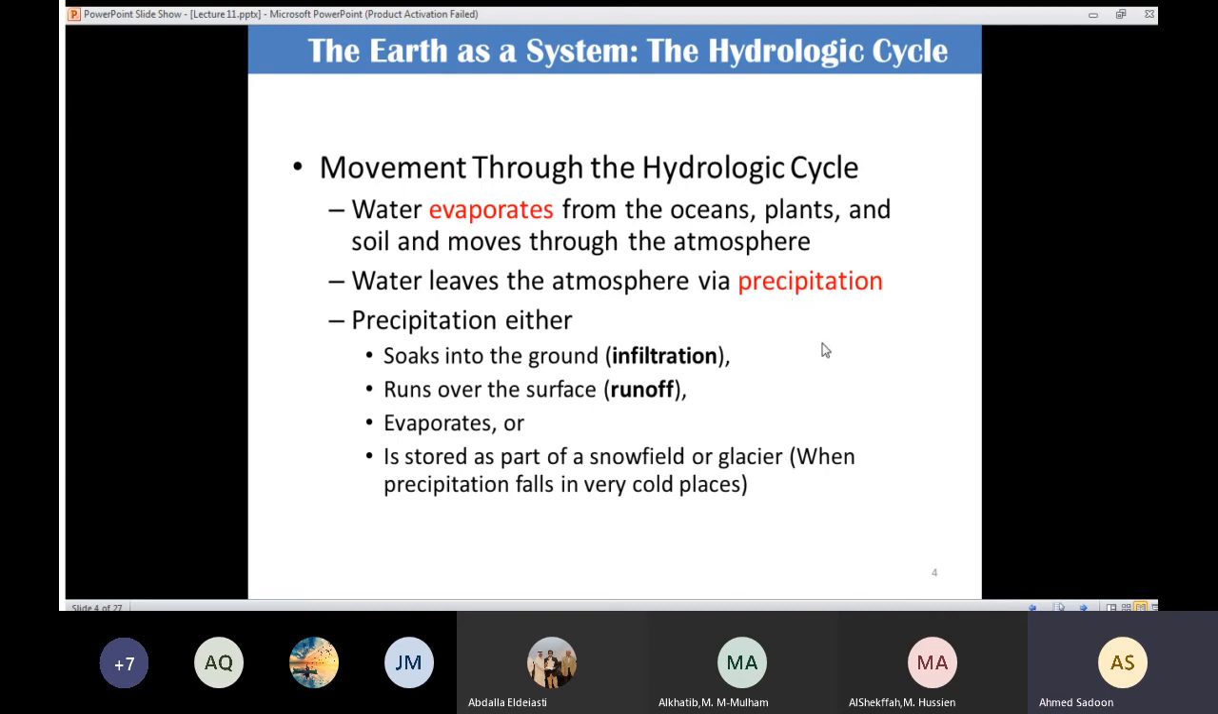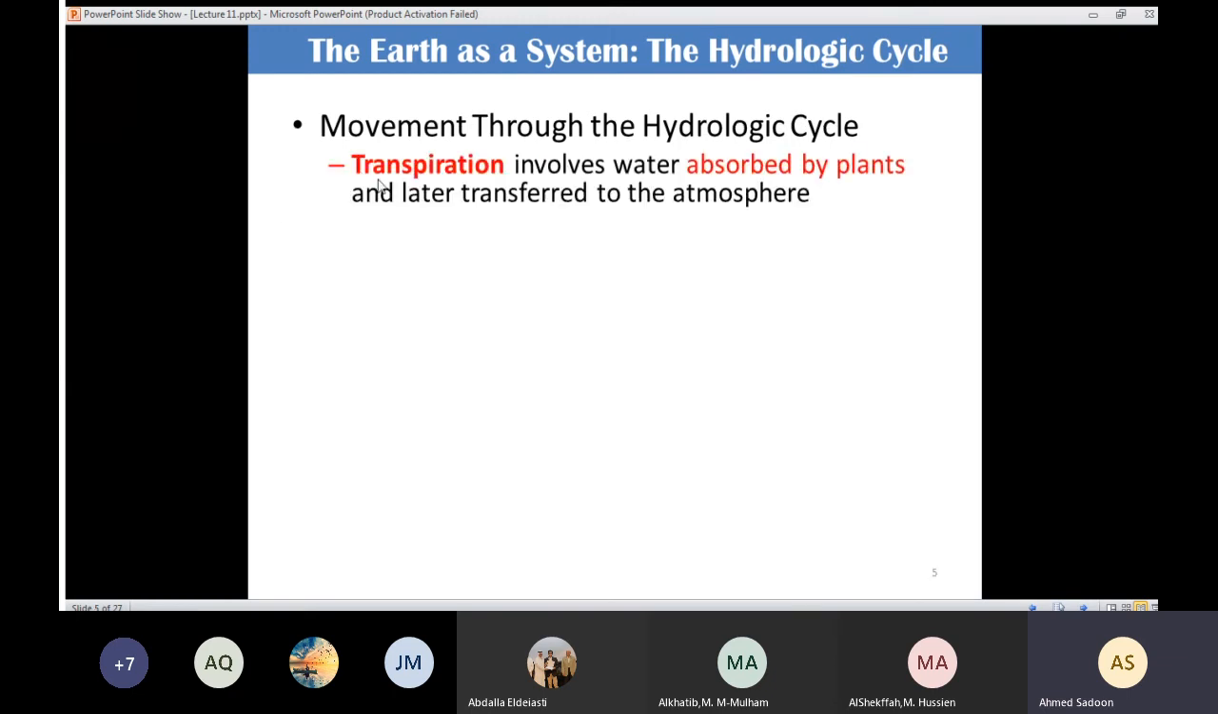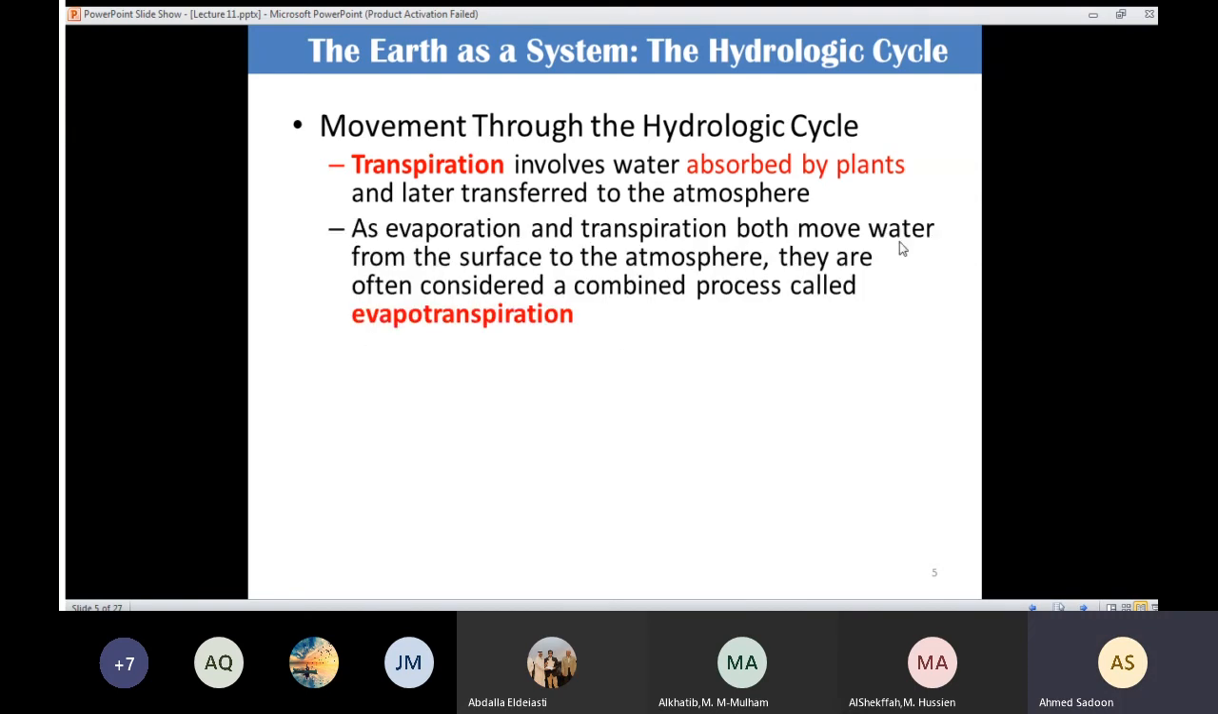Okay, so precipitation could be infiltration, it could be runoff, it could be evaporation again, or it could be stored in snowfields or glaciers. Also, we have something called transpiration. When we say transpiration, it means the water absorbed by plants and later transferred to the atmosphere. The plants will try to absorb water, and later on that water might evaporate to the atmosphere.